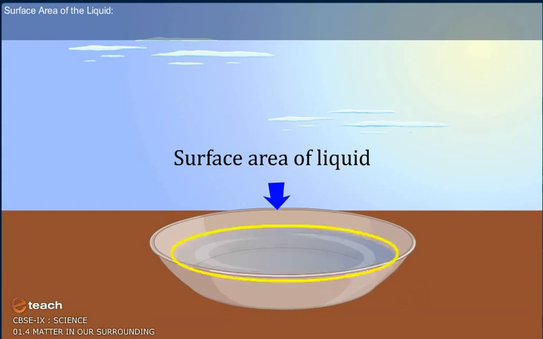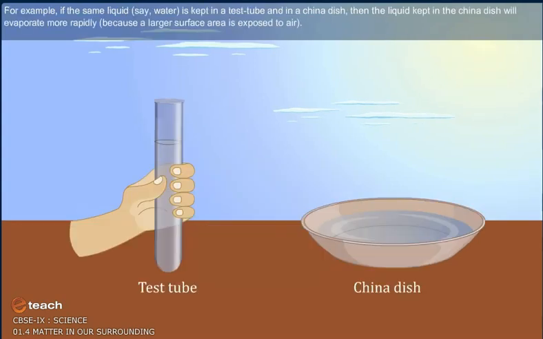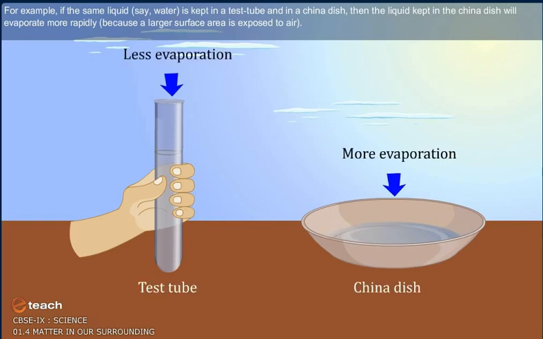Surface area of the liquid. The rate of evaporation increases on increasing the surface area of the liquid. If the surface area of a liquid exposed to the air is increased, the rate of evaporation of the liquid increases. For example, if the same liquid, say water, is kept in a test tube and in a china dish, then the liquid kept in the china dish will evaporate more rapidly because more of its surface area is exposed to air.